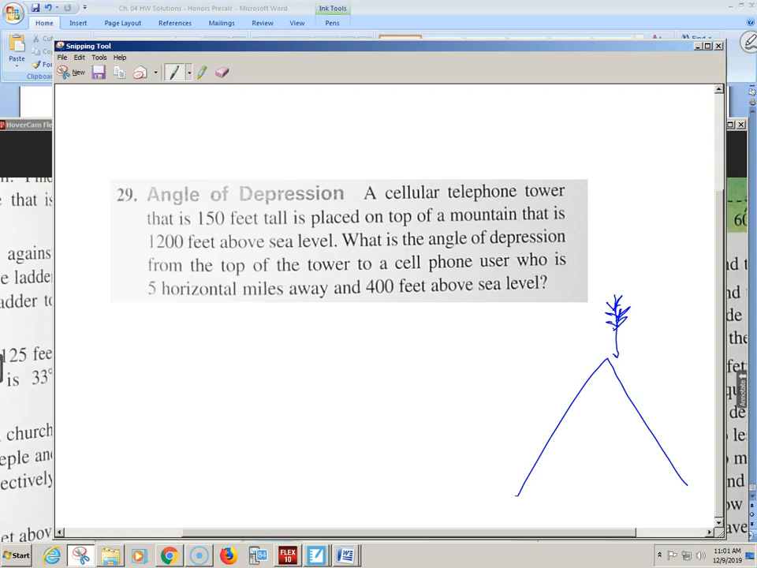That kind. It's 150 feet tall. Oh, they're giving me the steeple size this time. They're giving me the cell tower height. And then they're saying 1,200 feet above sea level. What is the angle of depression from the top of the tower to a cell phone user who is 5 miles away? So from the top of the tower to the cell user who is 5 miles away.